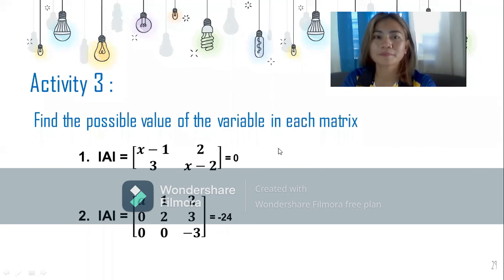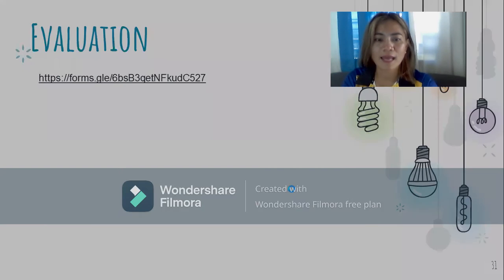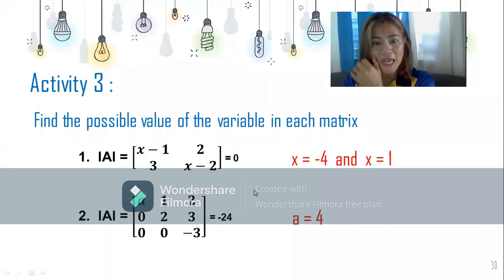Okay, 5 minutes is up. Let us now have the answer. For number 1, x is equal to -4 and x is equal to -1. And for number 2, the value of a is 4. Do you have the same answer? Kindly take a picture of your work, and then upload it in our Google Classroom.